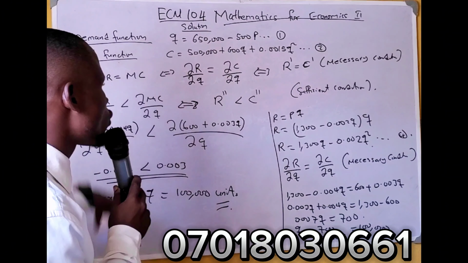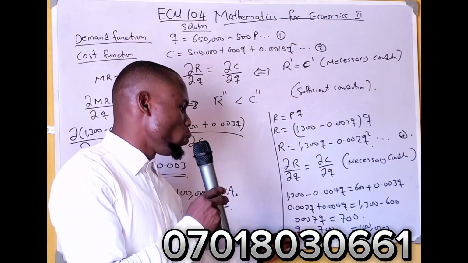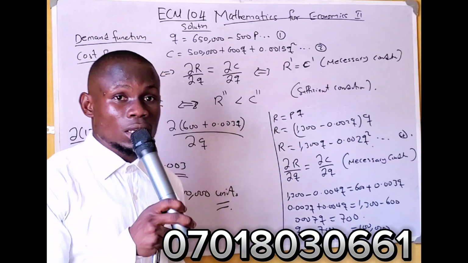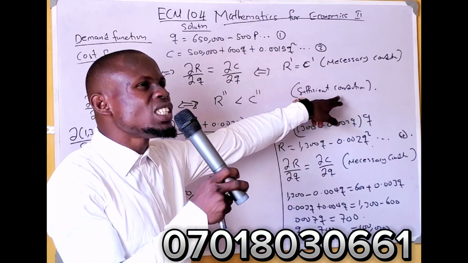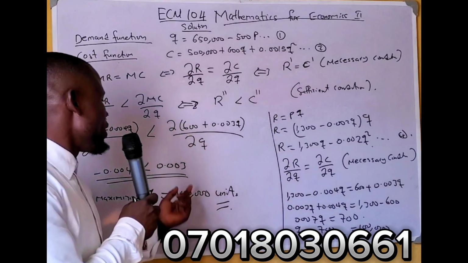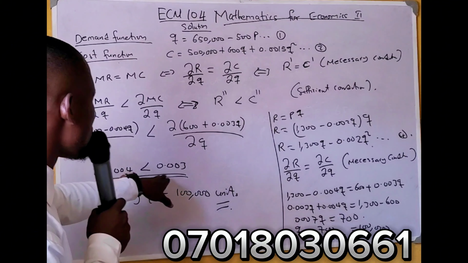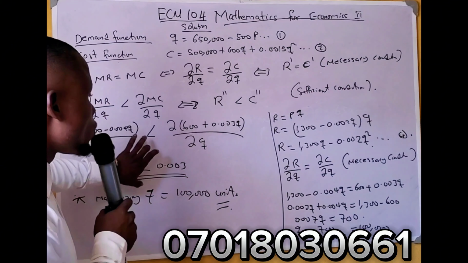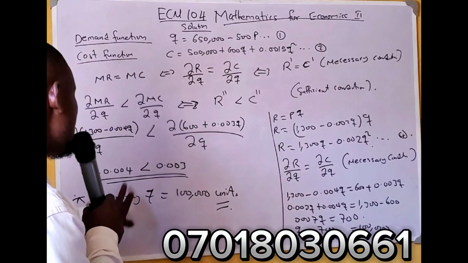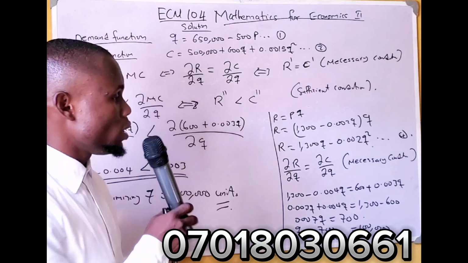The simple procedure is first, you check for your necessary condition. When you check for your necessary condition, you will find your quantity. But you cannot conclude that that quantity is the profit maximizing quantity until you check for the sufficient condition. If this sufficient condition turns out that this is not less than this, for instance, if this is minus 0.004 and this is also minus 0.004, in this situation, this will not be the profit maximizing quantity, until this proves right. Once this proves right, then you can say that this is the profit maximizing quantity.